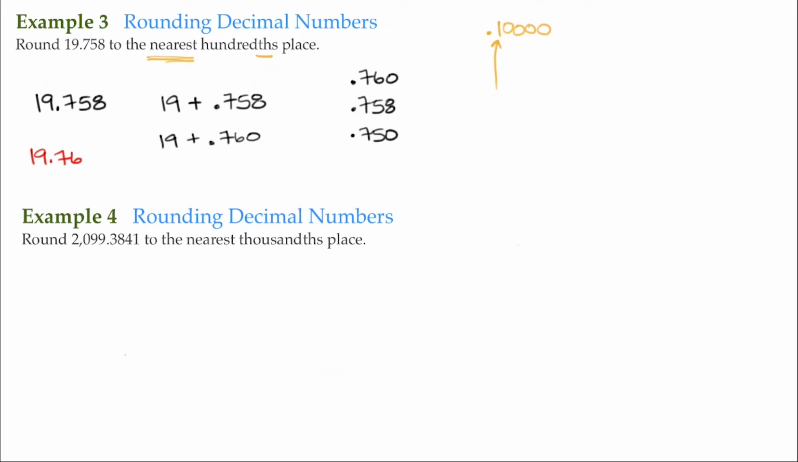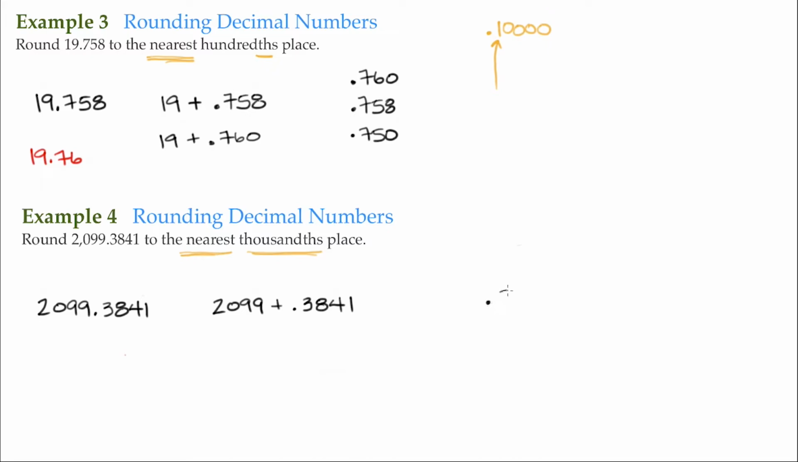And it's the same idea for this next one. We have 2,099.3841. We're going to round this to the nearest thousandths place. So we could say 2,099 plus 0.3841. The thousandths position would be the 4 right here. Here is our tenths, 8 is our hundredths, 4 is our thousandths.